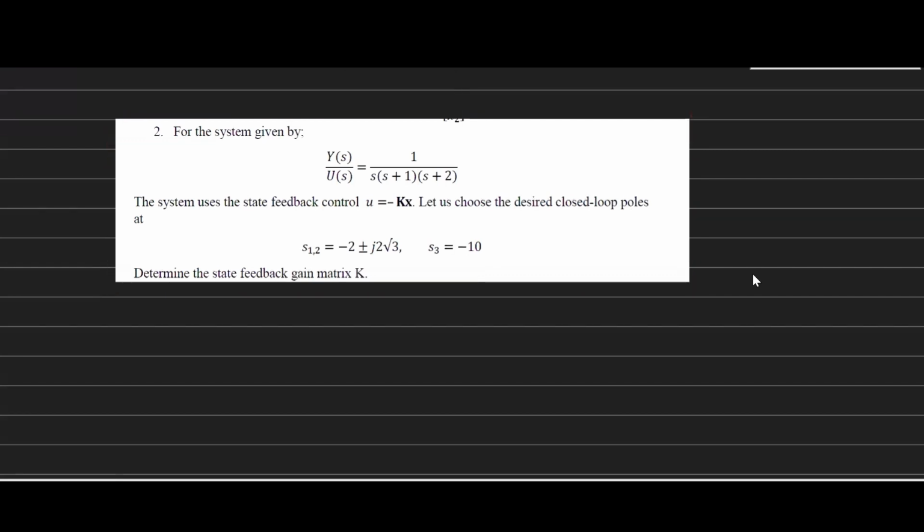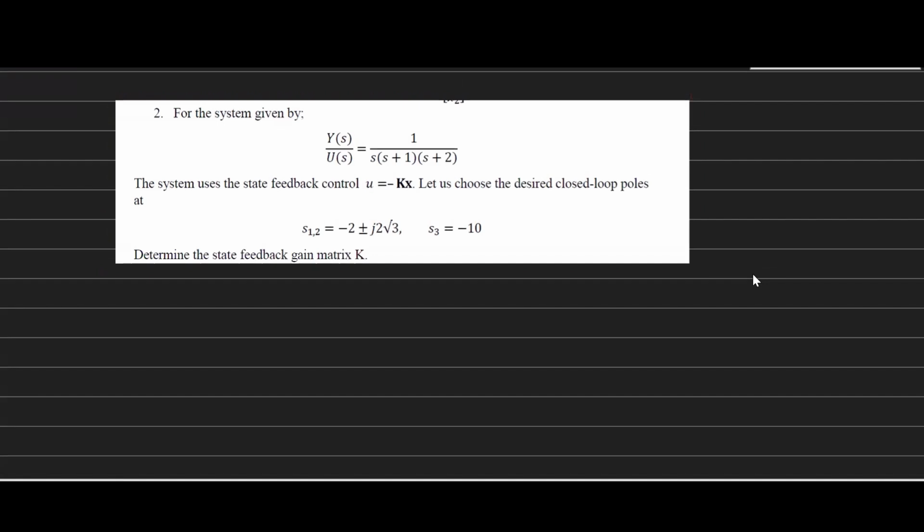So the question reads: for the system given by output over input equal to 1 over s times (s plus 1) times (s plus 2), the system uses the state feedback control, u is equal to negative kx. Let us choose desired closed loop poles at those locations, and then determine the state feedback gain matrix k.